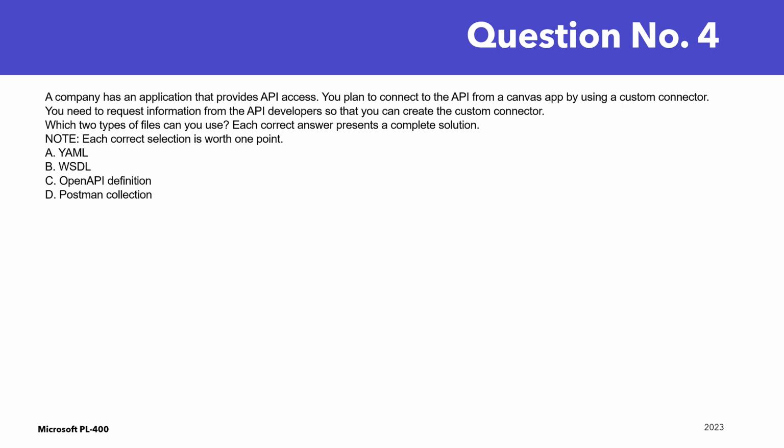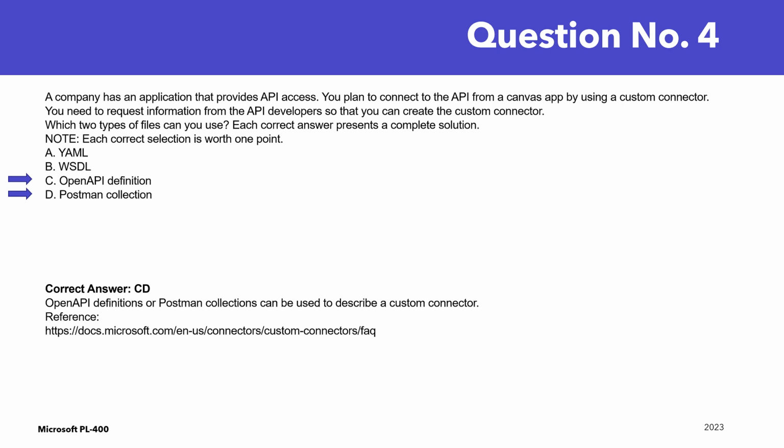A. YAML. B. WSDL. C. Open API definition. D. Postman collection. Correct answer, C and D.